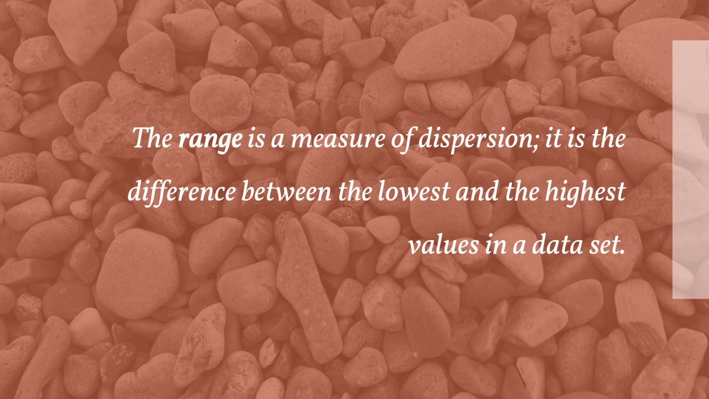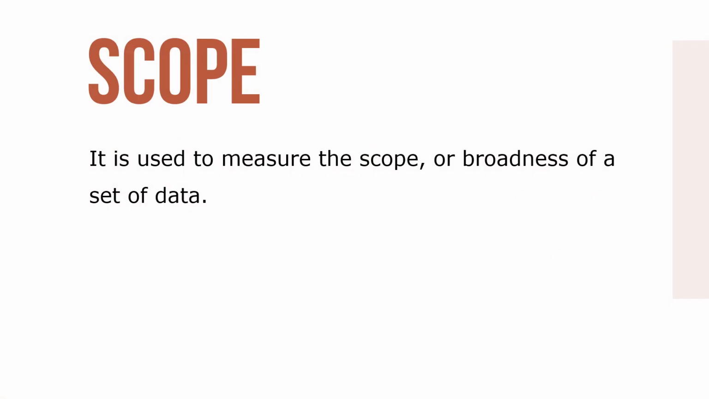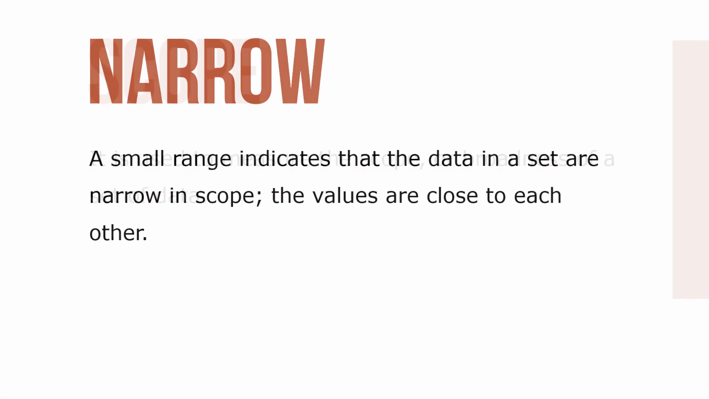The range is a measure of dispersion. It's the difference between the lowest and the highest values in a data set. It's used to measure the scope or broadness of a set of data. A small range indicates the data in a set are narrow in scope. The values are close to each other.